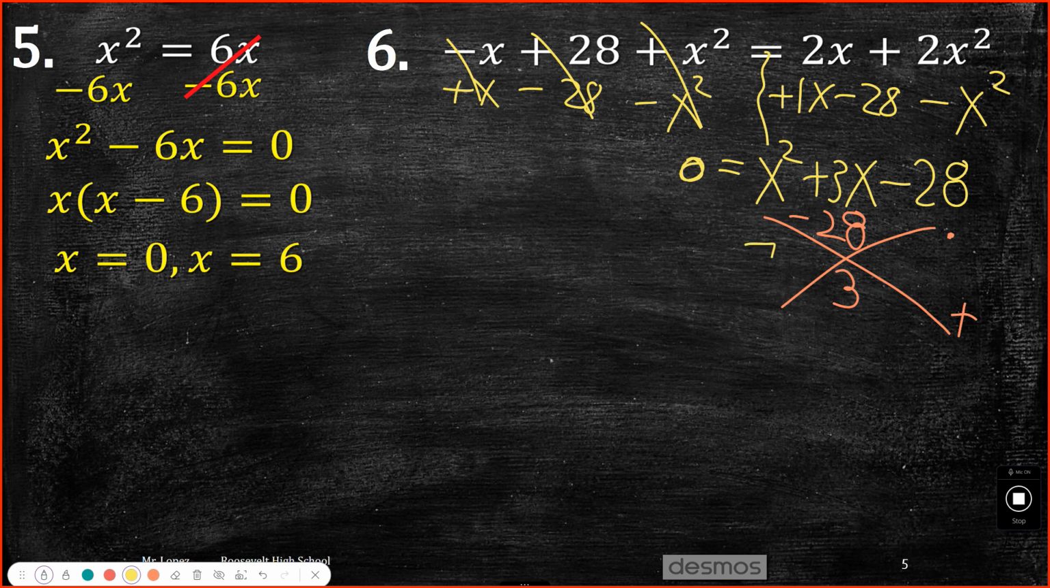How about 7 and negative 4? What's 7 times negative 4? Negative 28. What's 7 minus 4? 3. And now, what are the solutions then? X equals what? Negative 7, and x equals what? Positive 4.